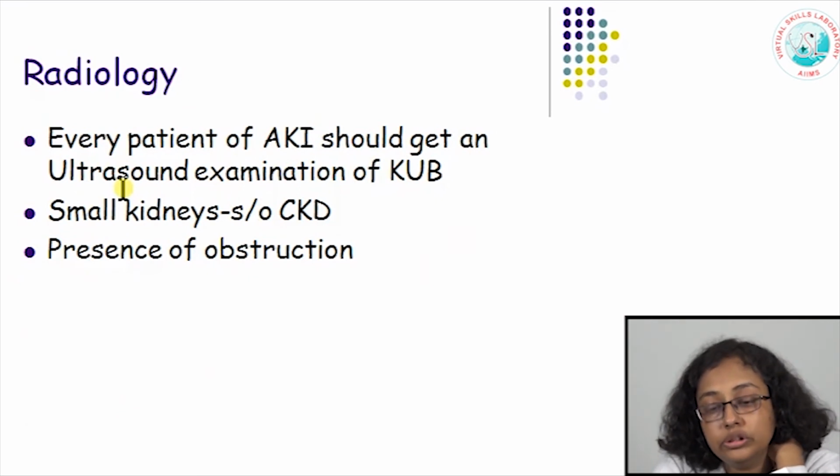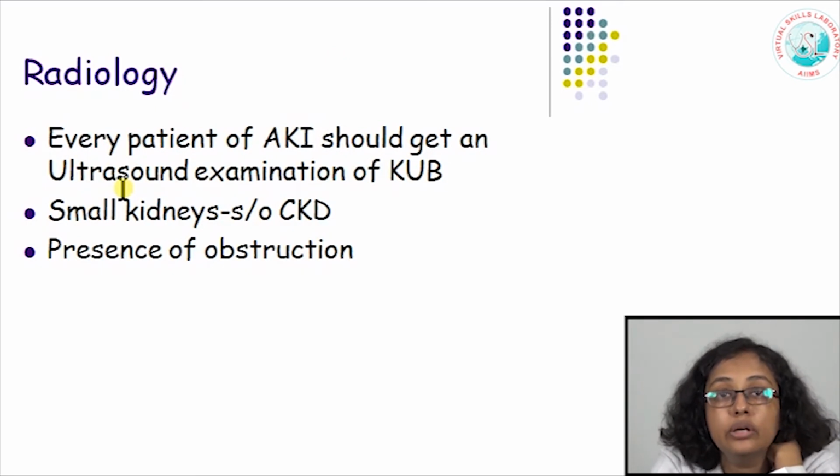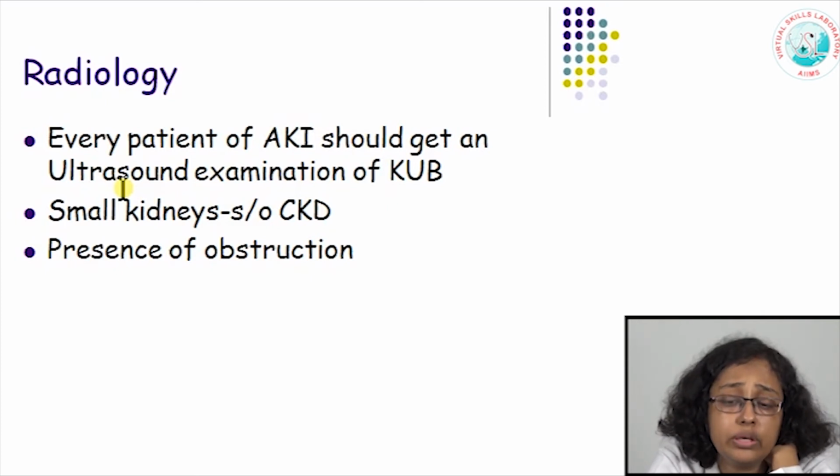What is the role of radiology? Every patient with acute renal failure should have an ultrasound examination of the kidney, ureter, and bladder. Why? One thing is if the ultrasound shows small shrunken kidneys, you know that the patient has chronic kidney damage. So this acute kidney injury could be a superimposed insult, or it could just be a chronic kidney disease patient who has come with its routine rise in creatinine. So this way it's very important.